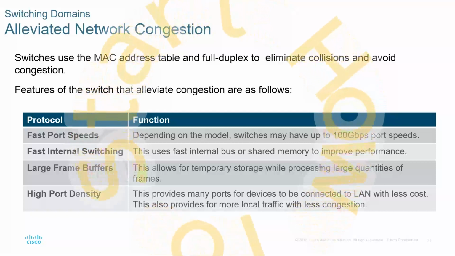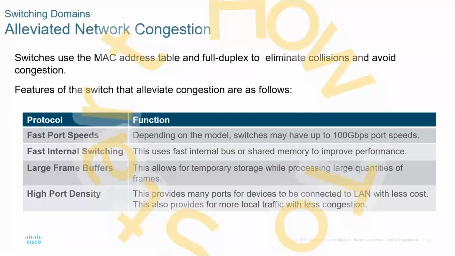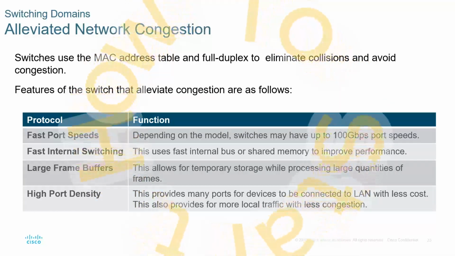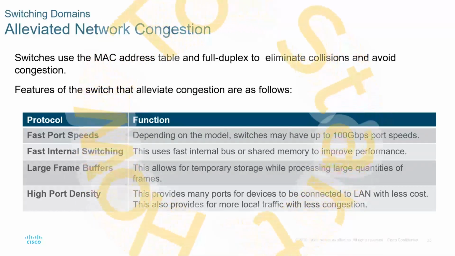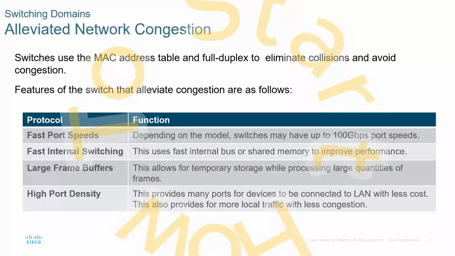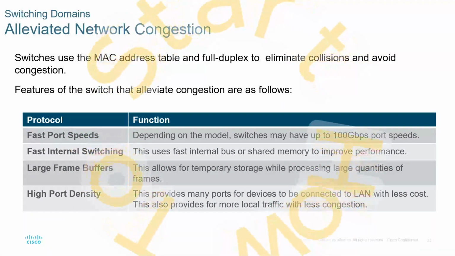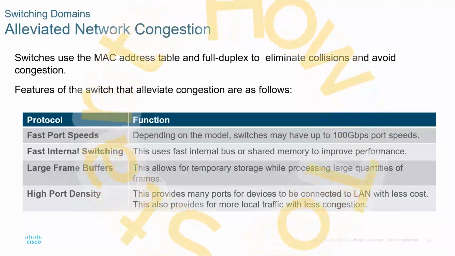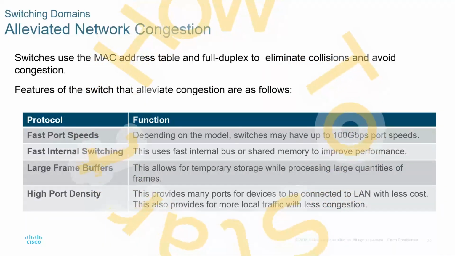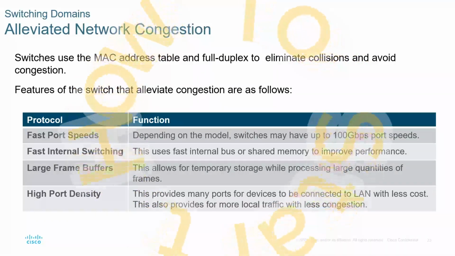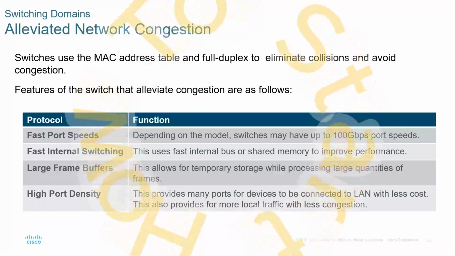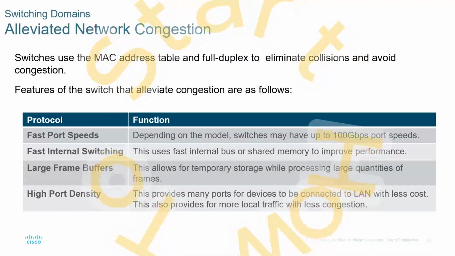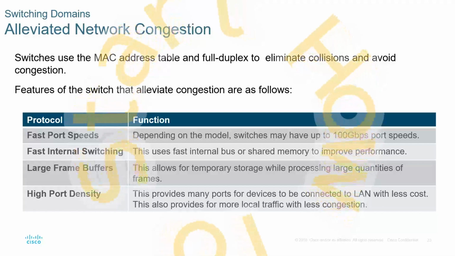To alleviate network congestion, we have a few options. Basically, we end up with faster port speeds. Depending on the type of switch you have, you may have gigabit, 10 gig, or 100 gigabit port speed. The internals of the switch itself, fast internal switching, could also help increase performance. That is where it will use a fast internal bus or shared memory to improve performance.